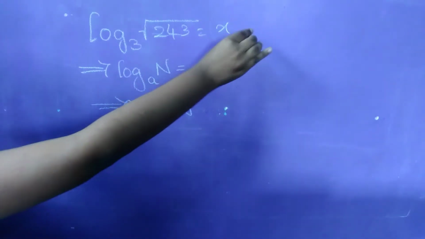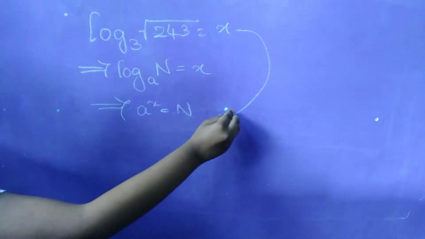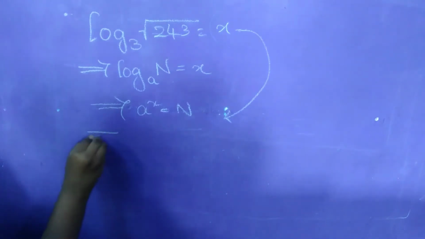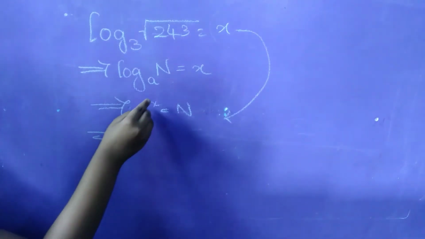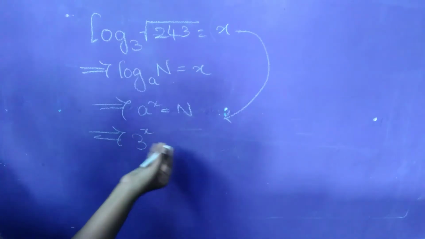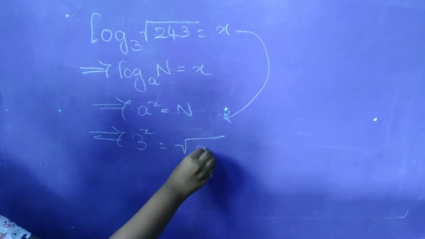Now let us keep this particular equation in the form of exponential to make our simplification easier. Then this will be a. Here a value is nothing but 3 power x, which we have to find, will be equal to the number n. Here n is nothing but root of 243.